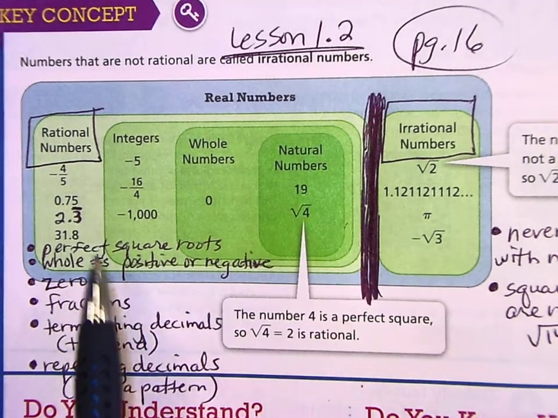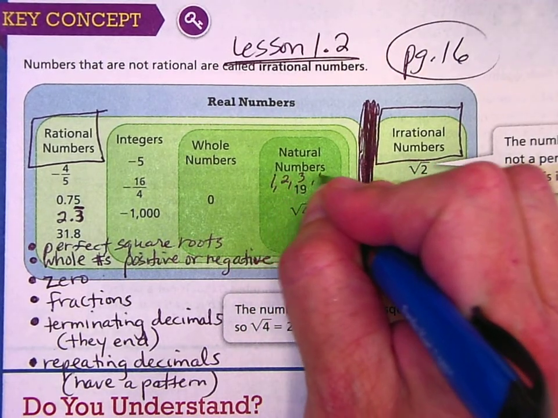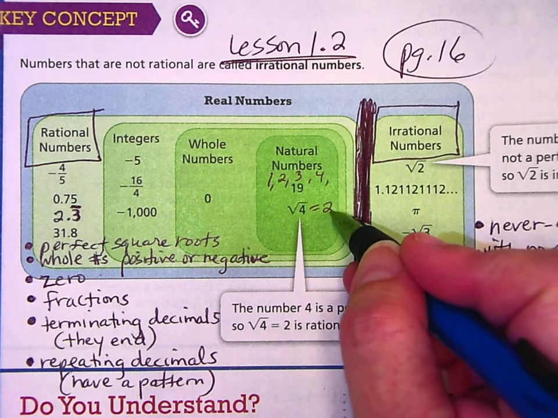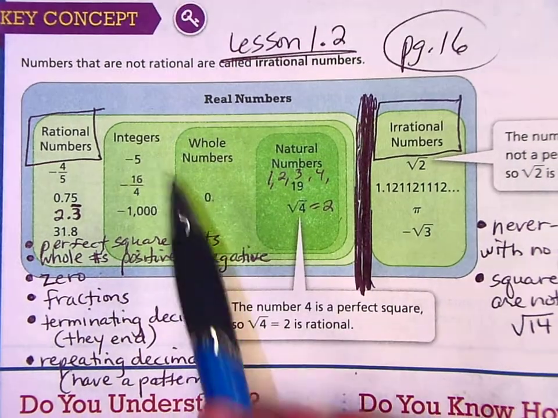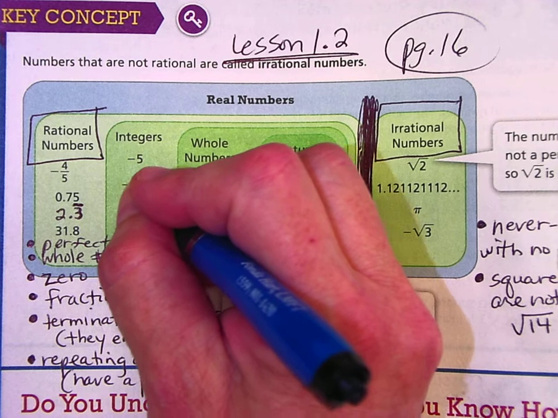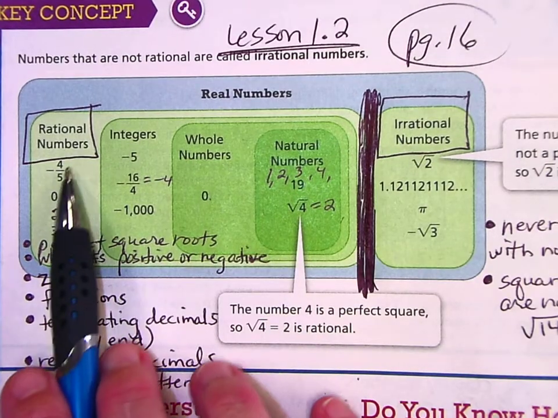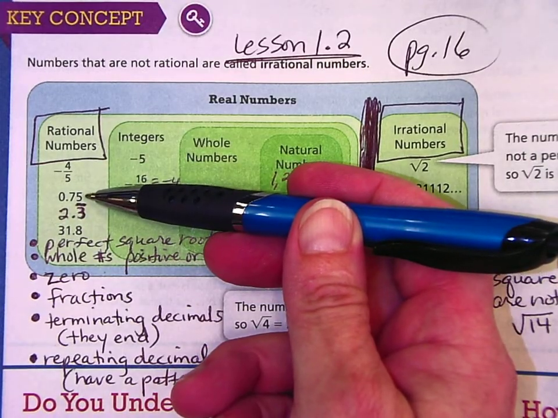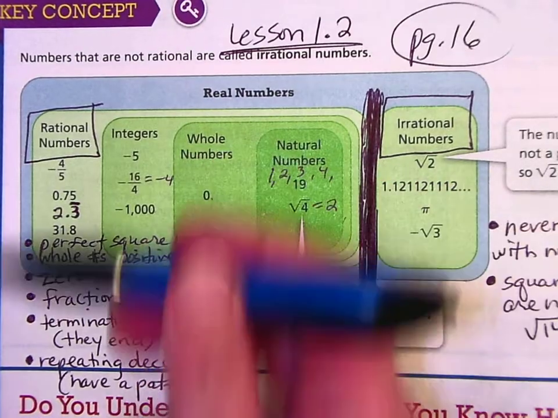Rational numbers are any counting numbers, like 1, 2, 3, 4. So the square root of 4 equals 2, and that's a counting number. So any regular counting number, a whole number, positive, 0, any negative whole numbers. So negative 5, negative 16 divided by 4 is negative 4, negative 1,000. So fractions, decimals that end, we call those terminating decimals. Decimals that repeat with the bar over them. So those are all rational numbers.